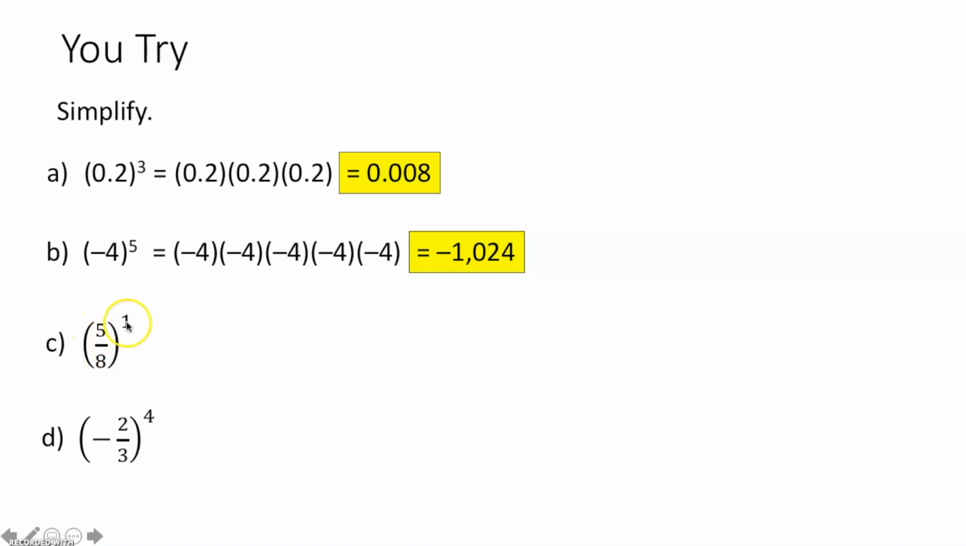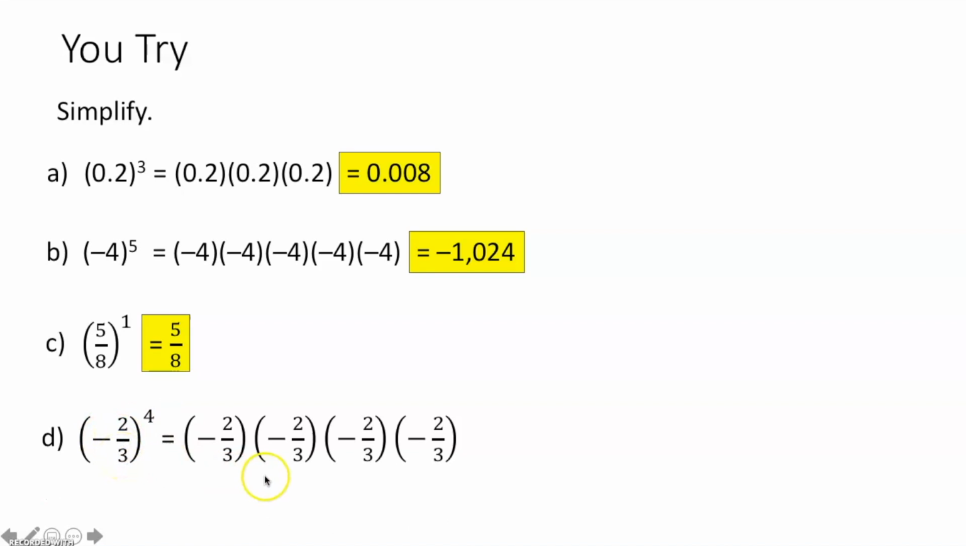Here we have 5/8 to the 1st power. Anytime you have a number raised to the 1st power, it's equal to itself, 5/8. And you're done. Easy. Lastly, -2/3 raised to the 4th power. Again, we're going to take -2/3, multiply by itself 4 times. You need to multiply all the numerators together and put that in the top. Multiply all the denominators together, put that in the bottom.